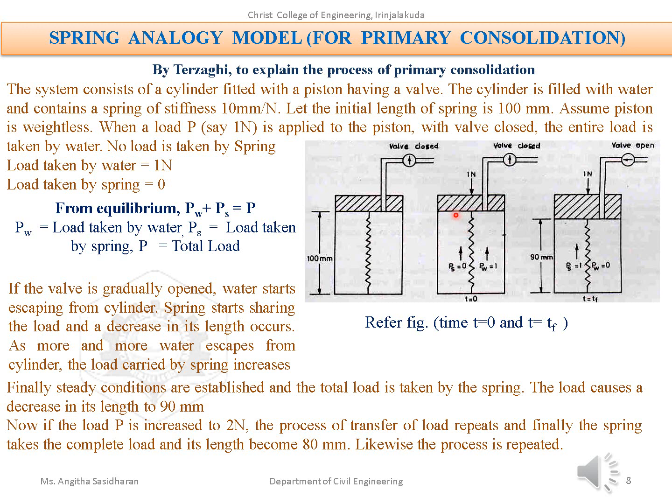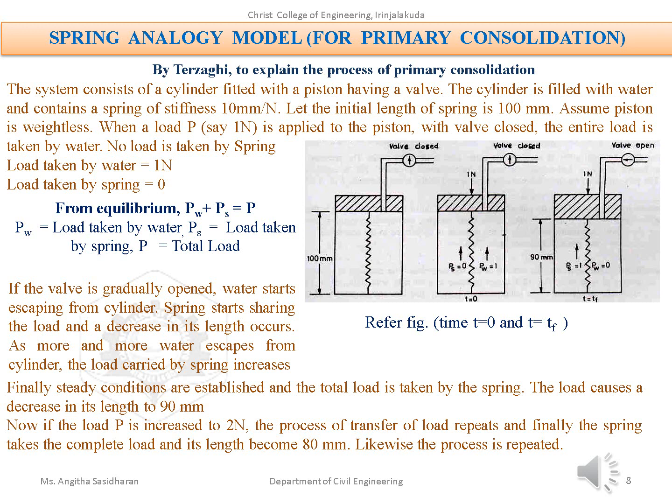And now consider that we are applying a 1 Newton load to this piston, and the valve is kept closed. So if you are giving some load over it, someone inside has to take that. So the valve is closed, and the entire load is taken by the water inside that cylinder, and the spring is not affected. It is not taking any load. So the load taken by water is 1 Newton, and the load taken by spring is 0.